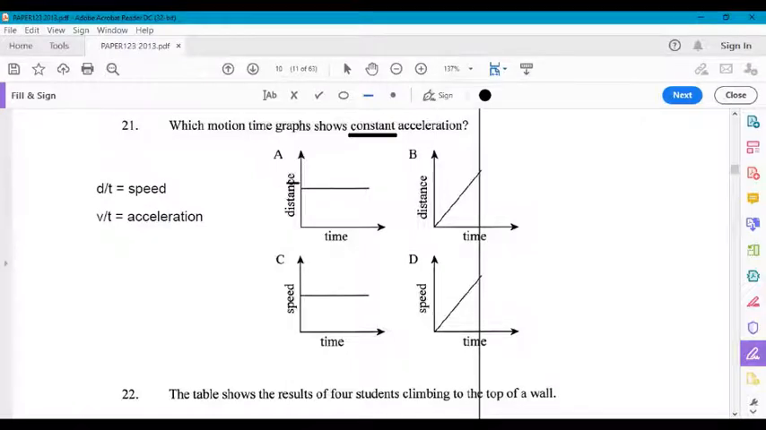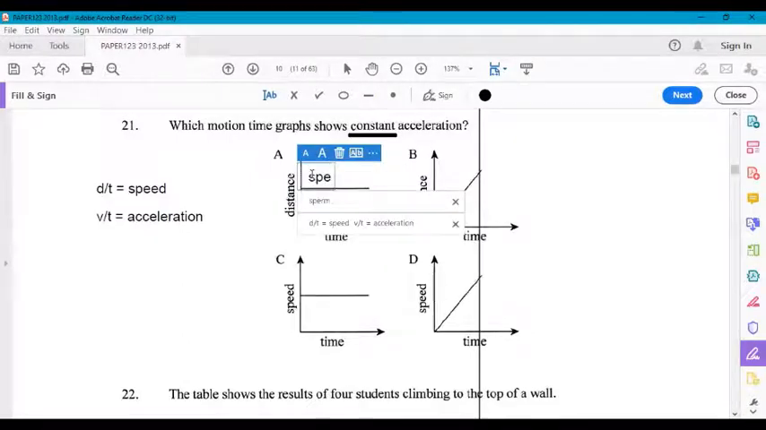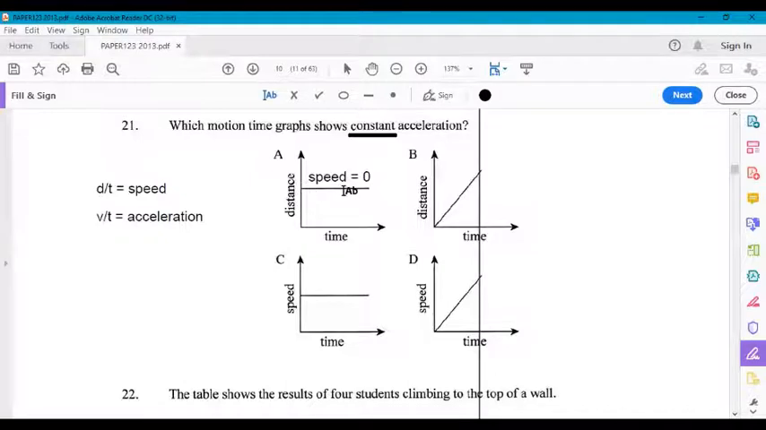So this one here tells us that the speed is equal to 0, because we're not changing our distance. We're not moving. So for flat lines, the slope is 0. Here, this is telling us that the slope of this graph is 0, and the slope of a speed time graph being 0 means that the acceleration is 0. Slanted but sloped means constant.